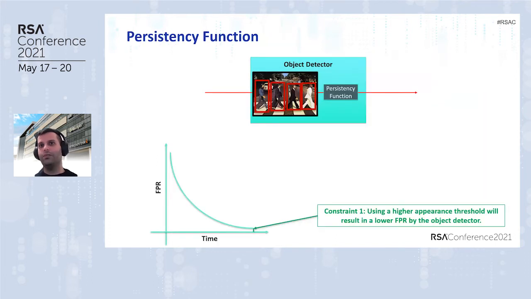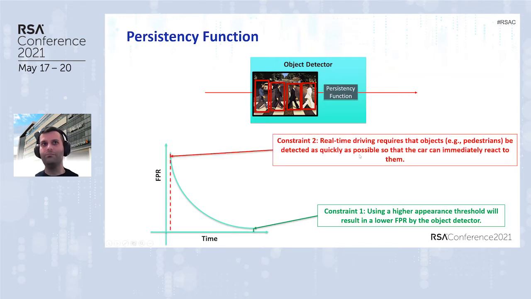Now, as you can understand, using a higher appearance threshold will result in a lower false positive rate by the object detector. This is a commonly used practice in the area of time series. You can set the desired false positive rate by increasing the appearance threshold.